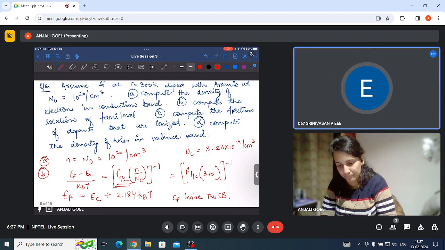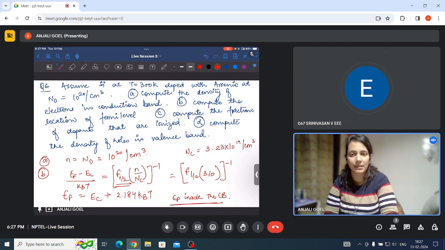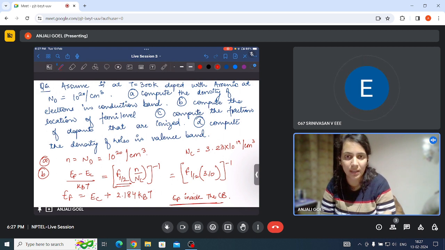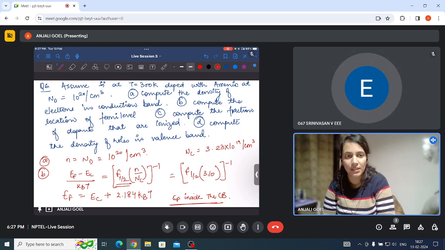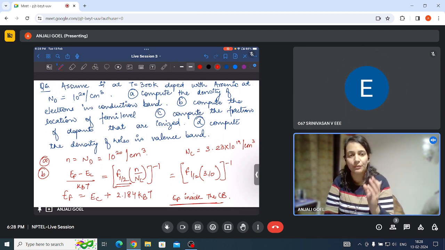Can you explain the concept behind the C part? See, if EF is inside the conduction band, that means it is in its degenerate state. Since it is in the degenerate state, whatever was asked about how much is ionized, basically the whole thing is degenerate, so everything is ionized. Otherwise there would be some fraction, which we calculate by a whole derivation or using the energy band diagram. If you want, I can share the derivation with you.